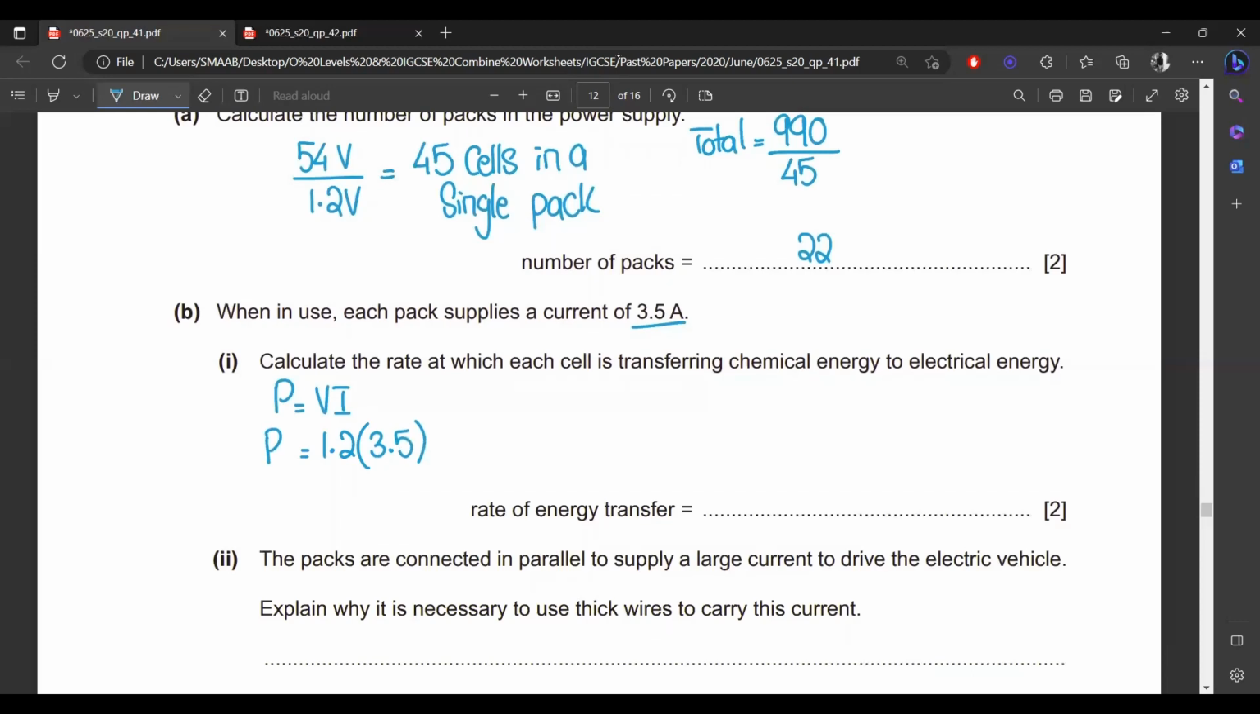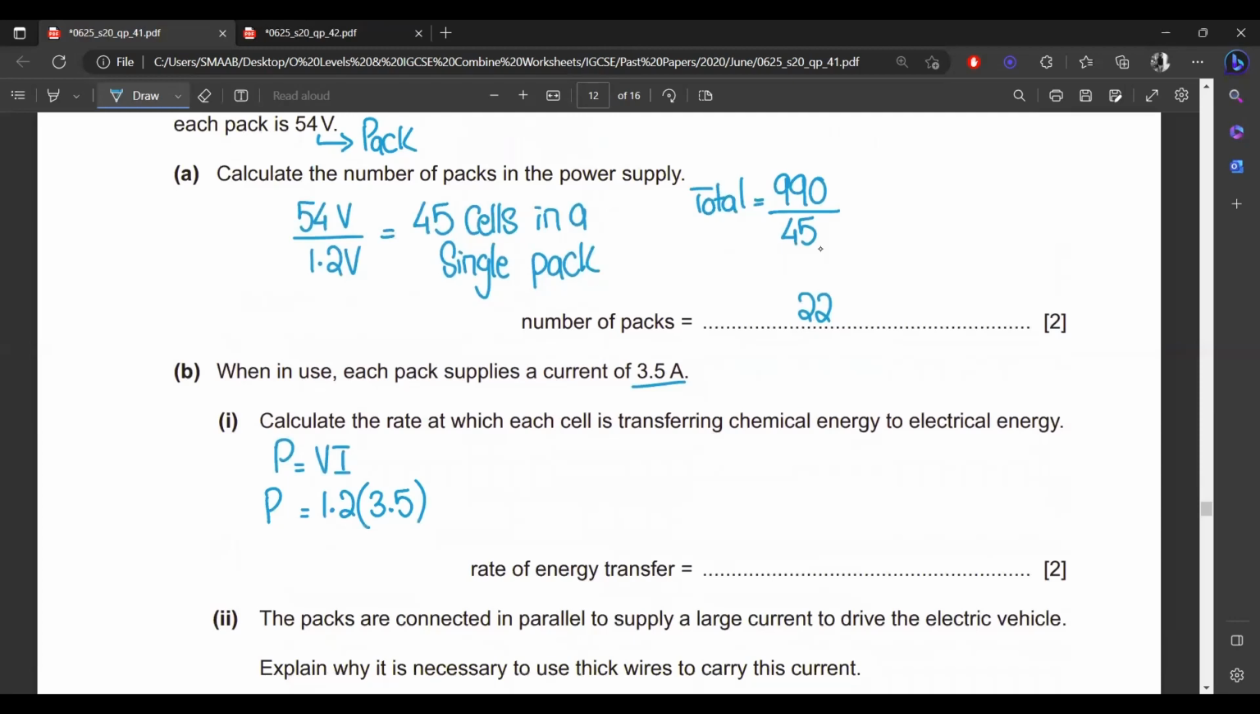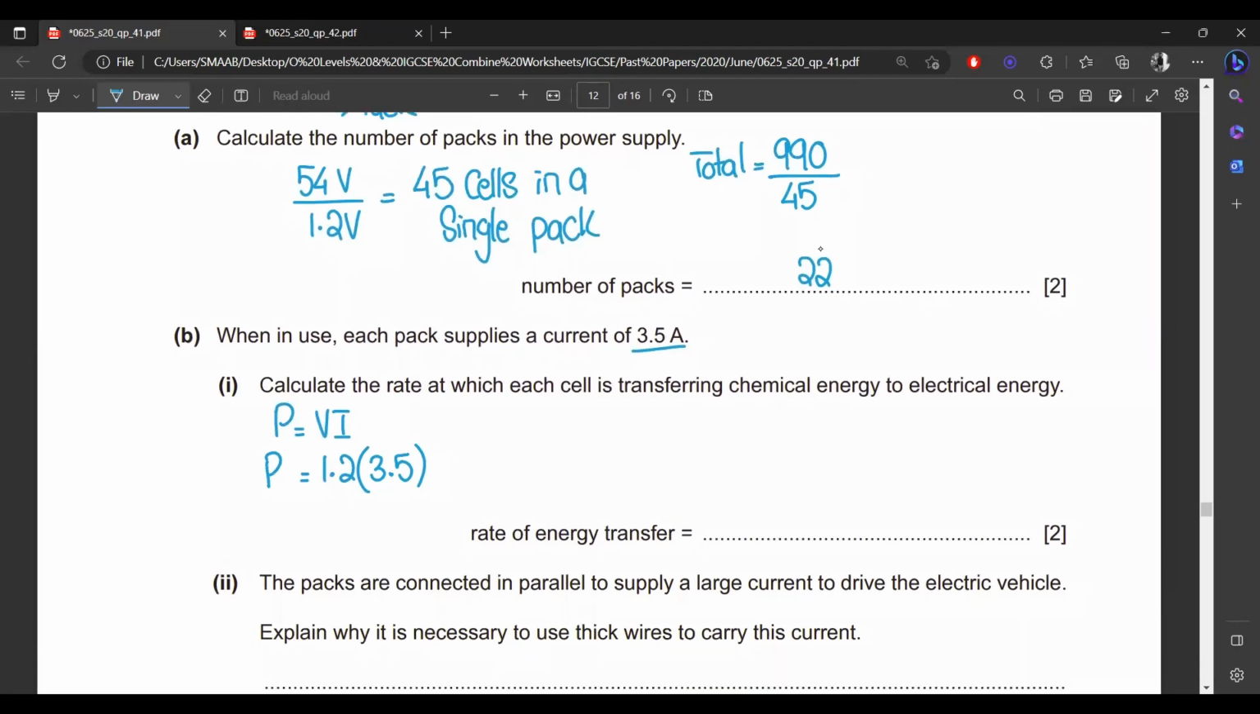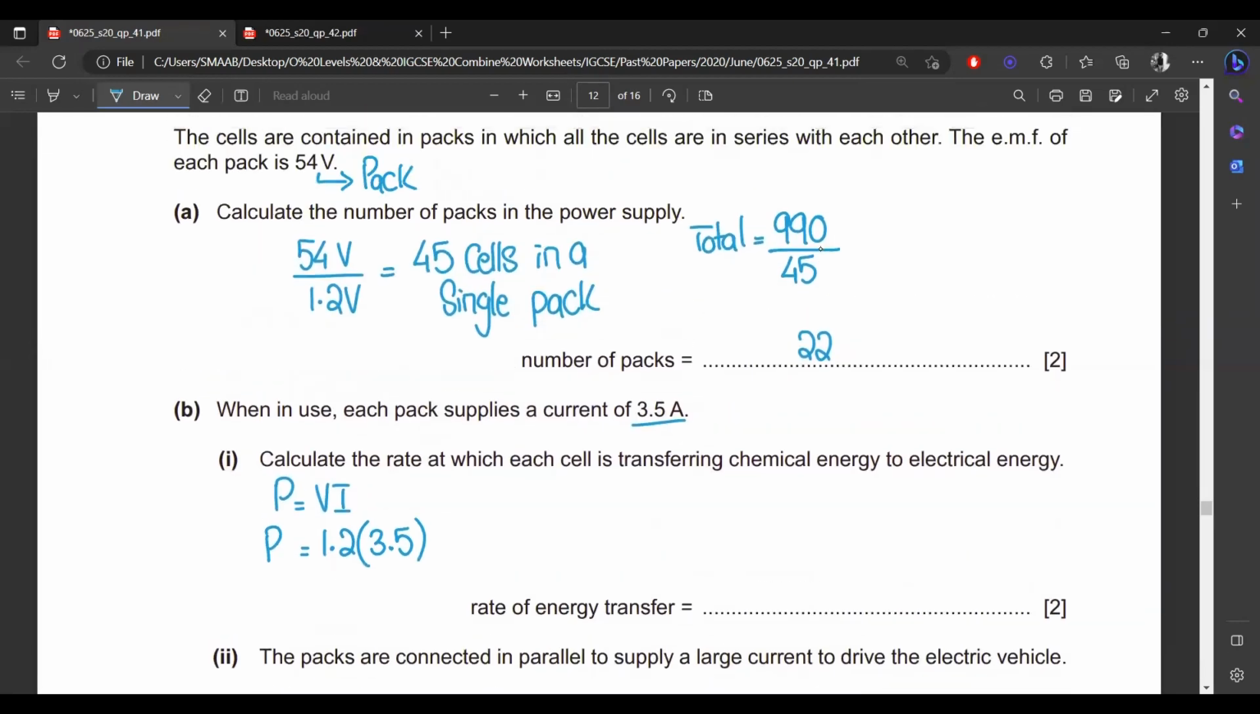Sir, why won't we use 54 volts? Because that's the EMF of the pack. Actually, they are asking to calculate the rate at which each cell transfers energy. So they are talking about each cell, right? Oh, right, sir. So that's why we use the voltage of 1.2 for that single cell and then multiply it with the value of electric current mentioned in the question, right?